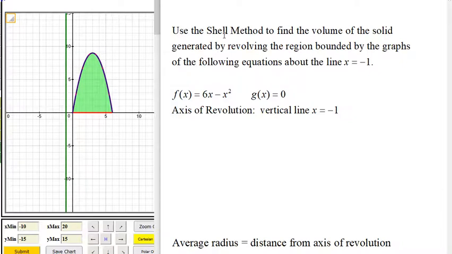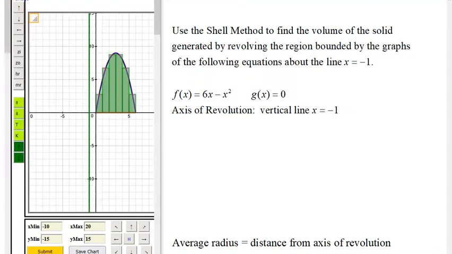And we'll use the shell method. So to use the shell method, again, we'll fill this up with rectangles. Since the axis of revolution is vertical and we're using the shell method, we fill the bounded region with vertical rectangles. And again, we'll take each rectangle and revolve it around the axis of revolution, and we'll get shells, and then find the volumes of all the shells, and then add them together, and that will give us the volume of the solid of revolution.